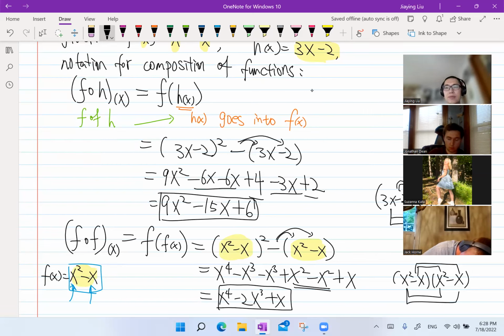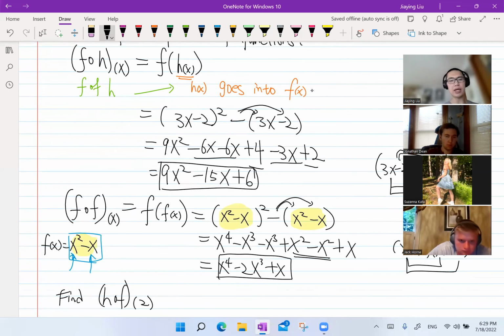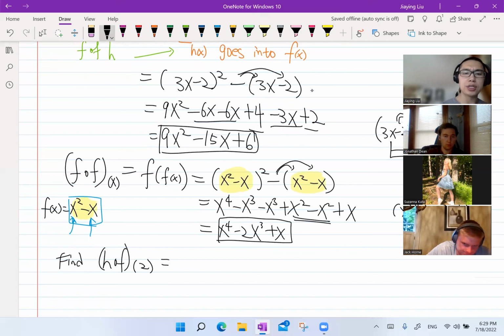Any questions on this? But often, we don't need the function. We probably want to evaluate the compositional function at a given x value. So that will involve finding, for example, h of f, the composition of h of f at x equals 2. Another notation for this is h parentheses f parentheses 2, close the two parentheses.